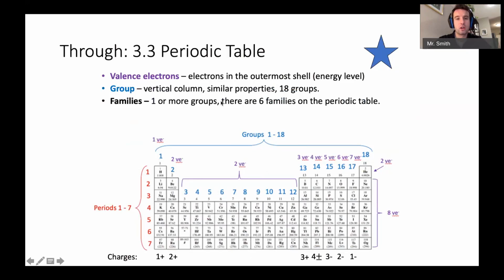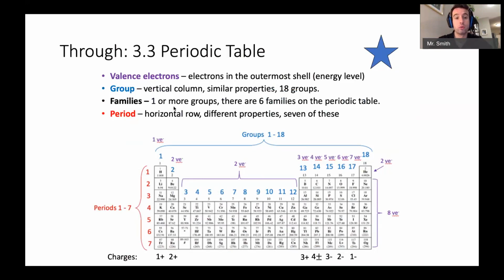Families are just one or more parts of a group. We'll shade those in. That's what I showed you earlier. And then a period is a horizontal row. As you go across the row, the properties that elements have become totally different. As you go down a group, all the properties stay the same.